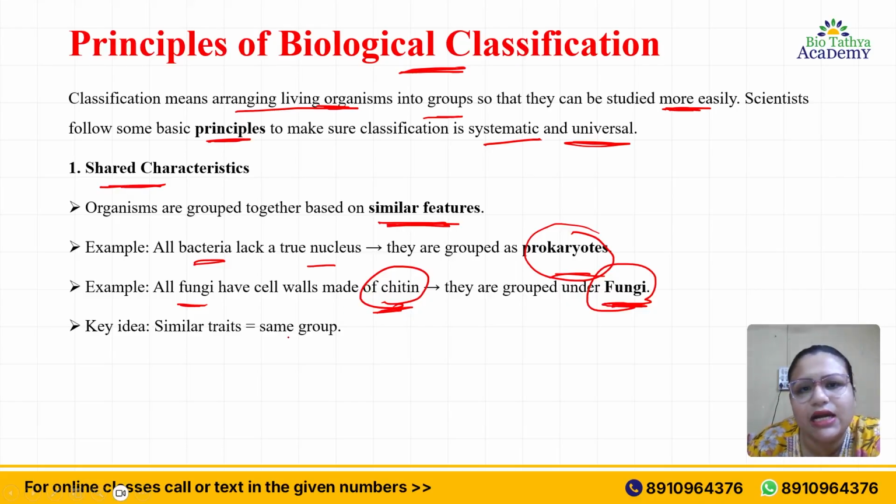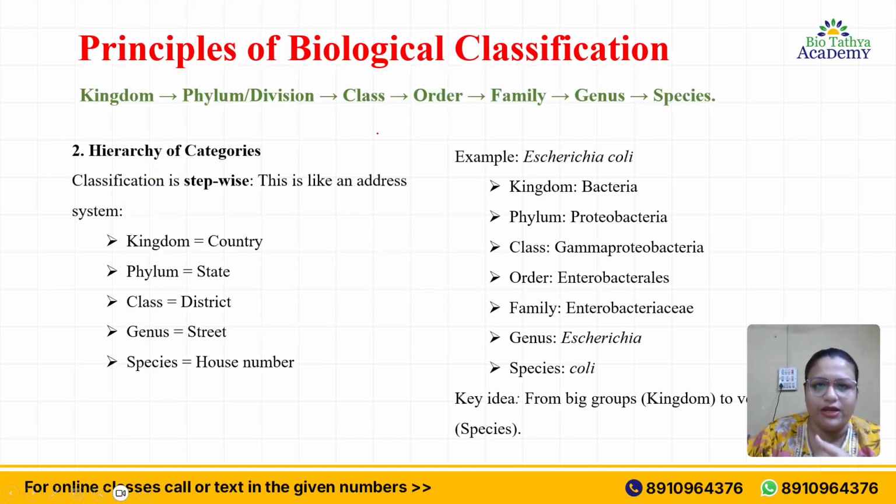So what was the basic key idea? Scientists thought that similar traits equal the same group. Similar features, so let's keep them in the same group. The principle of biological classification is not that difficult to understand. It's really very easy to understand if you go in a proper manner. My video agenda is to make you understand in the easiest way possible.